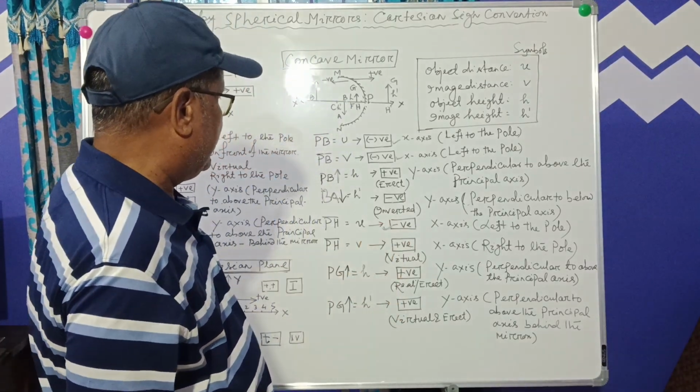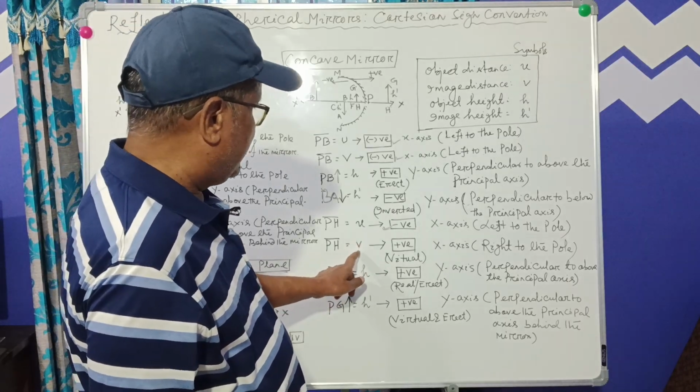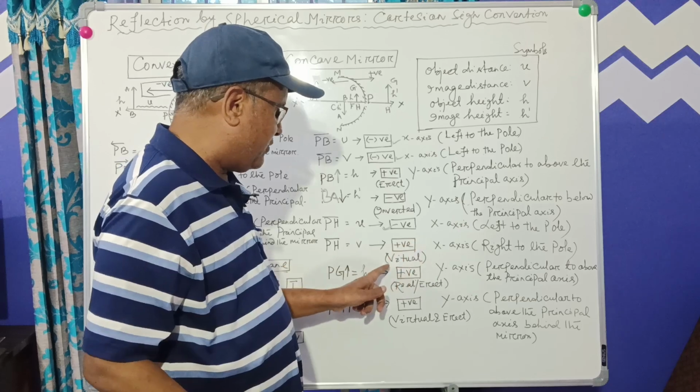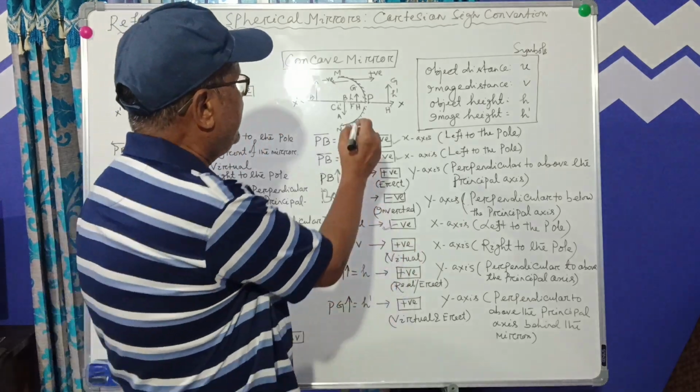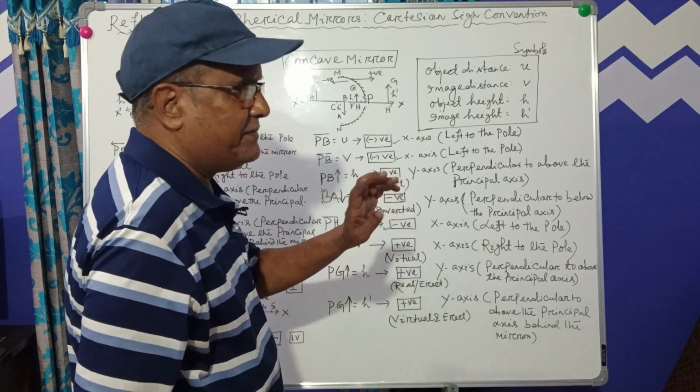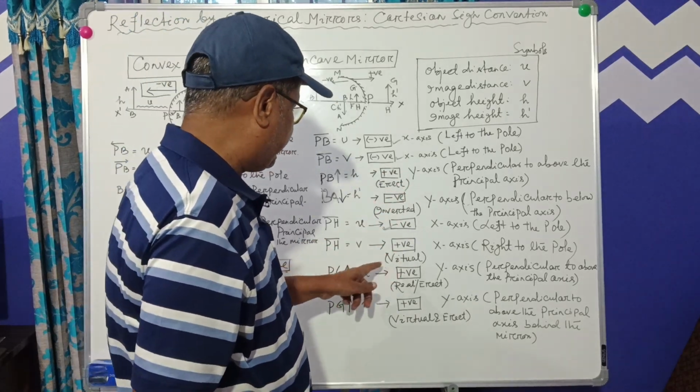And here PH is the image distance. The image is formed behind the mirror. We have mentioned here that it is virtual. Now you see that is to the right of the pole, so it is positive. This is an exception.